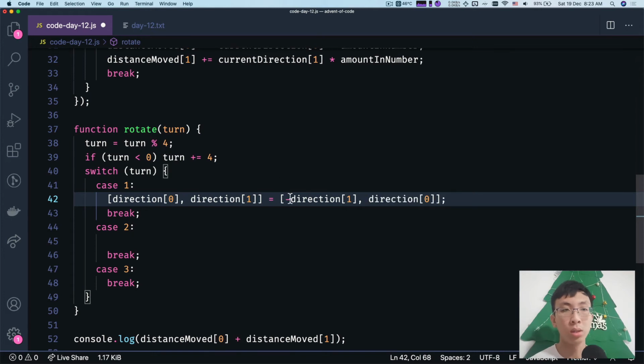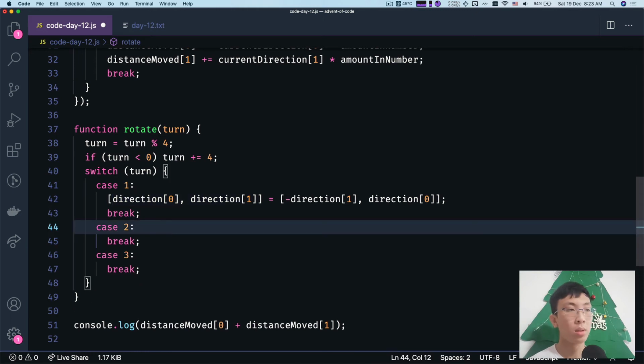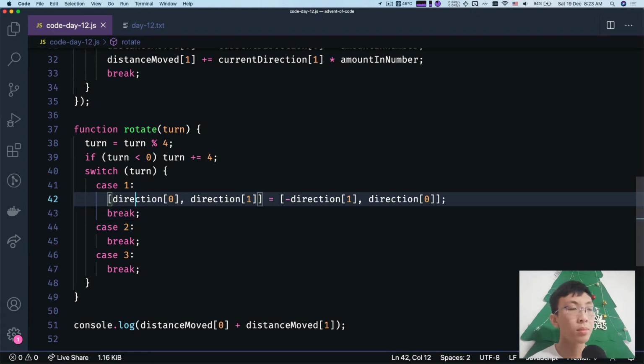I'm going to destructure this at the same time. So when you do the destructuring, the values of this pair will be assigned to this pair at once. So the 0 and the 1 will be based on the value of direction 1 and 0 right before this assignment.